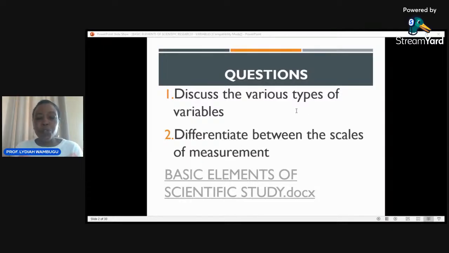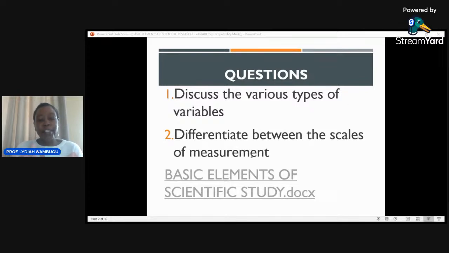Is there a difference between the two? Is there a difference between a research title and a research topic? Of course, there is a very big difference between the two. But today, I want us to talk about the topic and talk about the variables before we get into our notes and our slides for today.